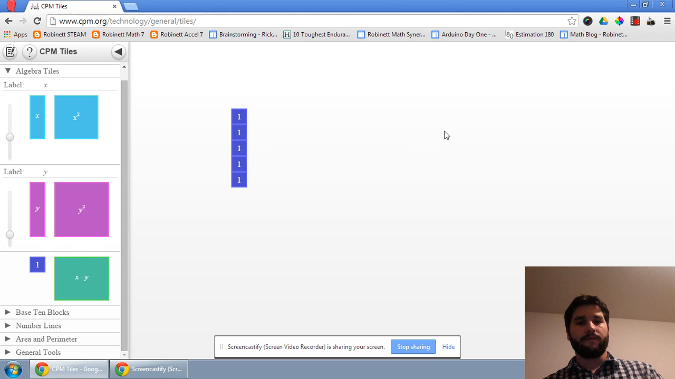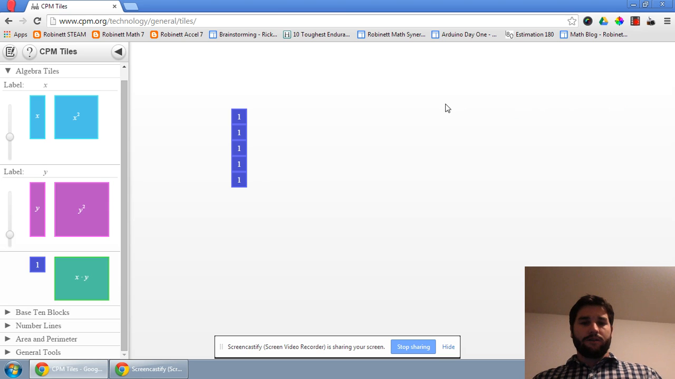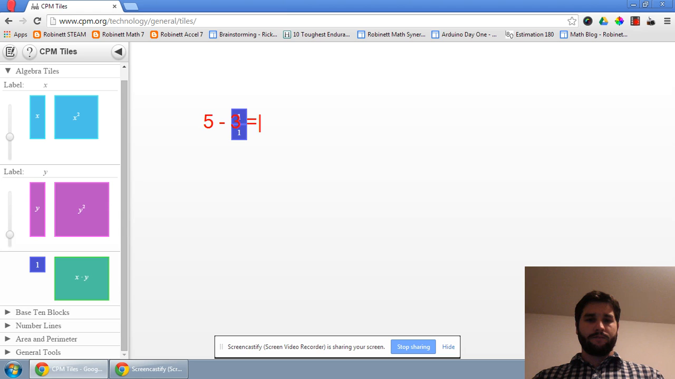And the problem says 5 minus 3. And so I like to think of the minus as take away. Minus equals take away. So what this is really saying is I have 5 and I want to take away positive 3. So I can do that simply by just dragging 3 away. Here's 1, 2, and 3. And so when I take away 3, I'm left with 2. Therefore, we prove that 5 minus 3 equals 2. Okay. All right, let's try something a little more complicated.